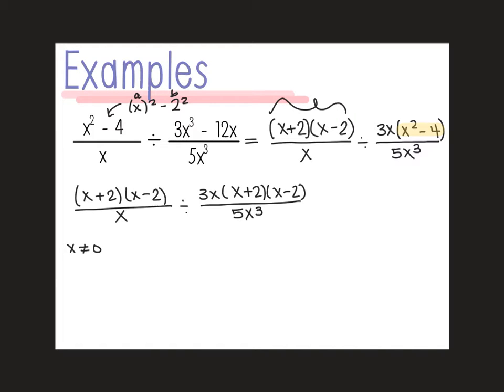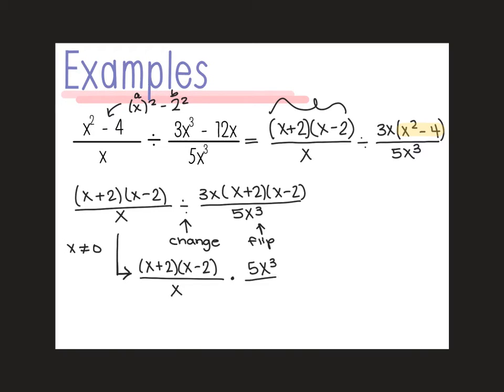Then I want to rewrite my problem as a multiplication, and so we do that by keeping this first fraction alone. So we're not going to change anything. We're going to change this sign to be multiplication. And we're going to flip our second fraction. So 5x to the third will be on top now. 3x times x plus 2 times x minus 2 will be in the denominator now.